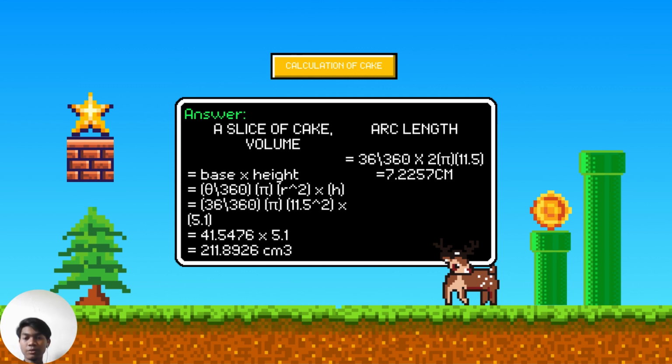The formula of volume is base times height. With the information given before in the video, we just key the information into the formula, and the final answer we will get is 211.8926 cm cube. As for the arc length, we use the given formula, which is theta over 360 times 2 times pi times r, and the final answer we will get is 7.225 cm.